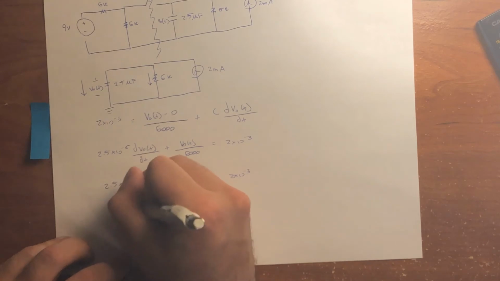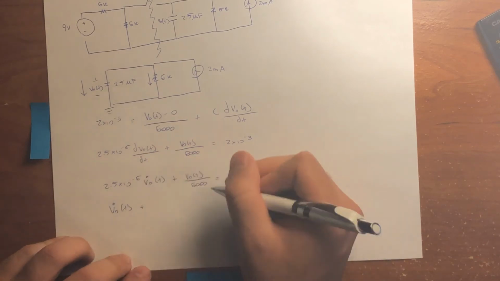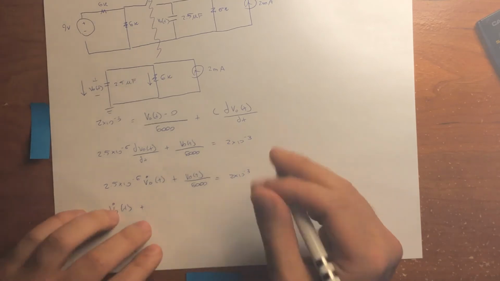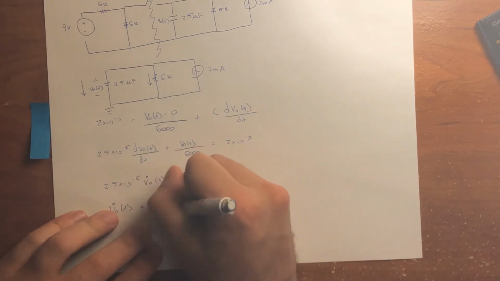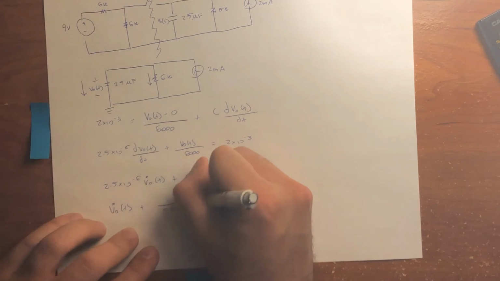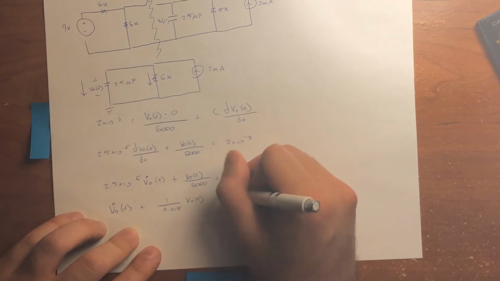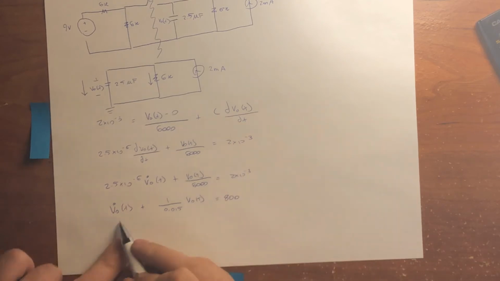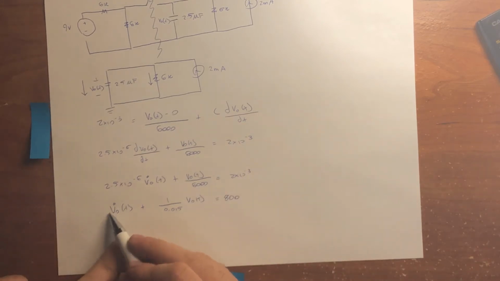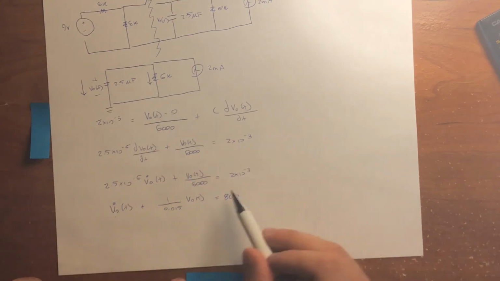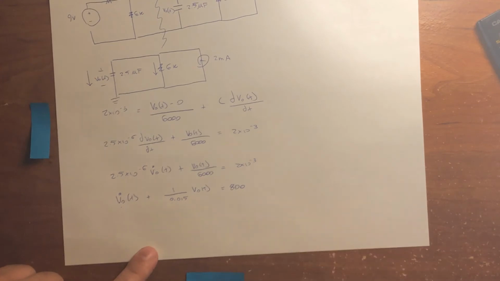We get V0 dot(t) plus V0(t) times 1 divided by 6,000 times 2.5 times 10 to the negative 6, which is 1 divided by 0.015, equals 2 times 10 to the negative 3 divided by 2.5 times 10 to the negative 6. That equals 800. So now the coefficient in front of V0 dot(t) is equal to 1. That's all we did, just to make it a little cleaner. And now we can apply the algorithm.